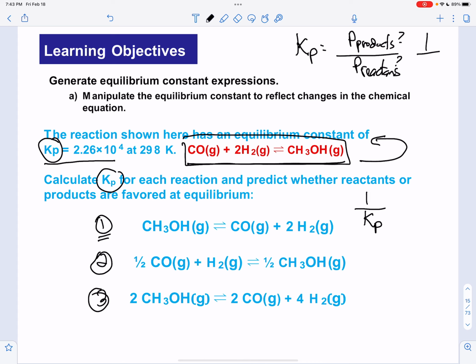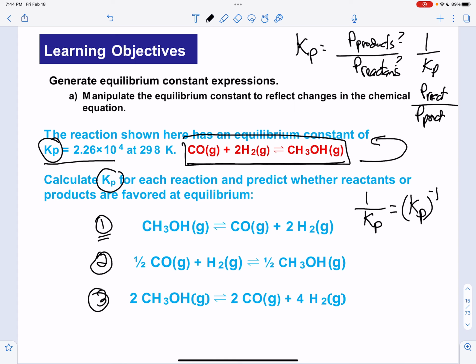If we do 1 over Kp, what we're doing is flipping it, so the pressure of the reactants over the pressure of the products, which is what we did. We flipped the reaction. So if you flip the reaction, all you have to do is find the reciprocal, and that will give you the new K value, which is the same as Kp to the minus 1. So that is exactly the same expression.